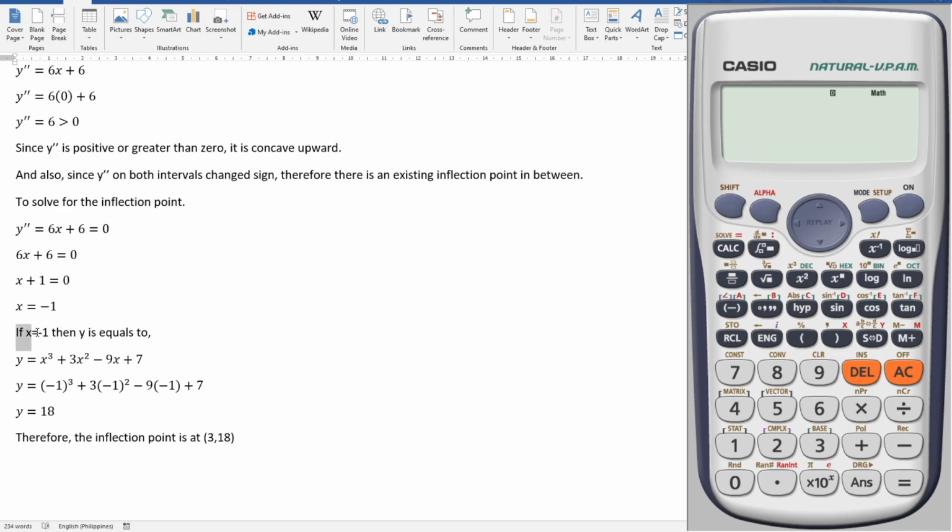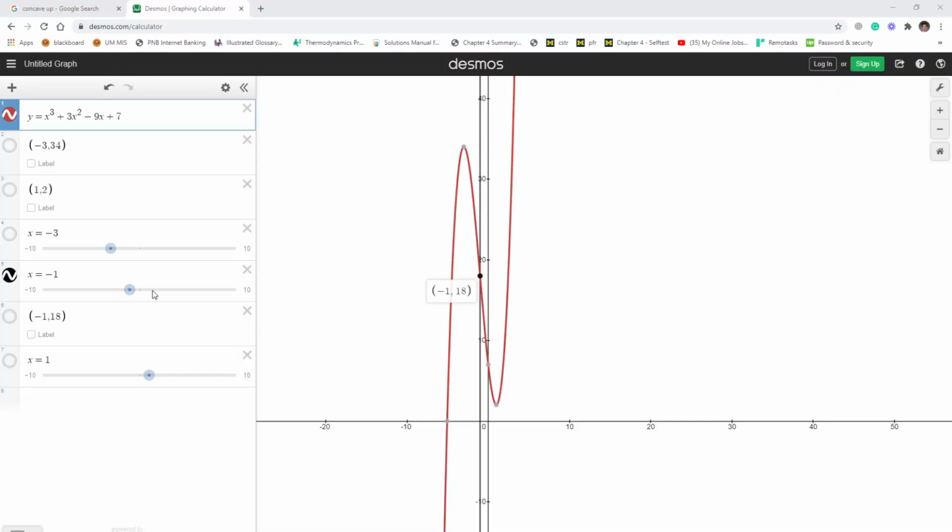And then if x ang negative 1 sa inflection point, so what is its y value? So to solve for its y value, input lang nato siya dira sa tong main equation, so nakasolve ta og y is equals to 18. So therefore, the inflection point is at negative 1, 18. Okay? So ang inflection point or mag-start og change ang concavity sa graph is at negative 1, 18.